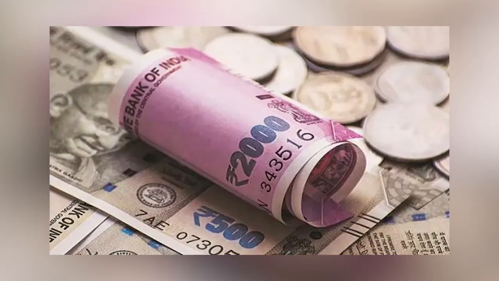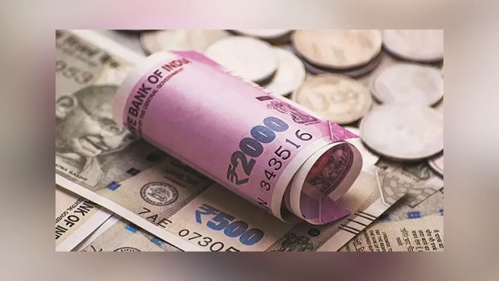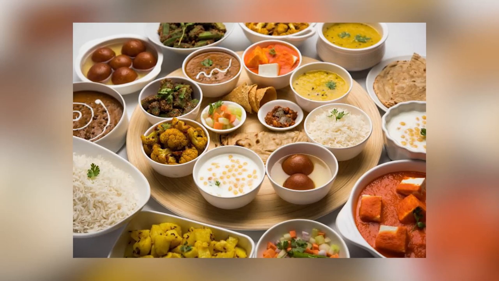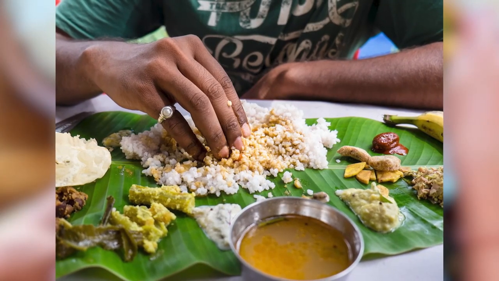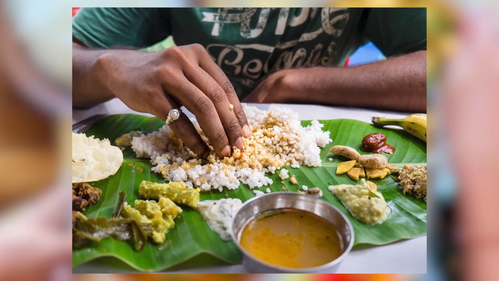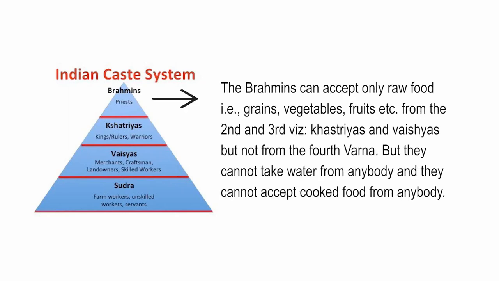Everyone is expected to work and earn their living righteously with self-satisfaction and without much expectation. The status of a person depends on the rank that his caste enjoyed in the Hindu society. Restrictions on food. The Hindu society had very strict rules about the acceptance of food and drink. It is specified as to what sort of food or drink the members of one caste could accept from the members of another caste. As mentioned earlier, among the four Varnas, the first, that is the Brahmins, can accept only raw food, that is grains, vegetables, fruits, etc., from the second and third Varna, that is the Kshatriyas and Vaishyas, but not from the fourth Varna.